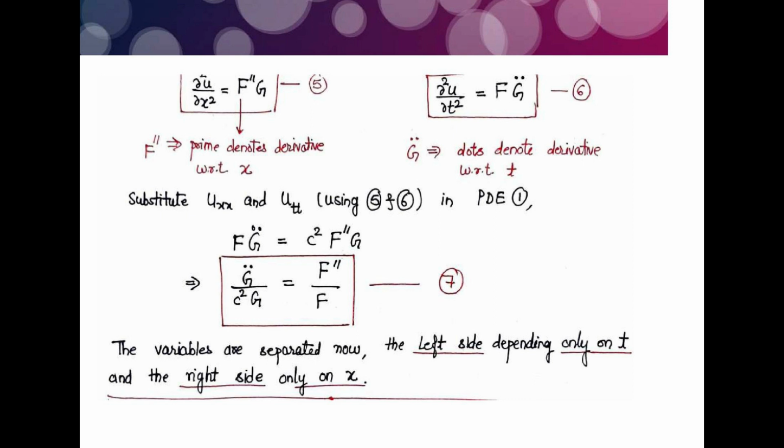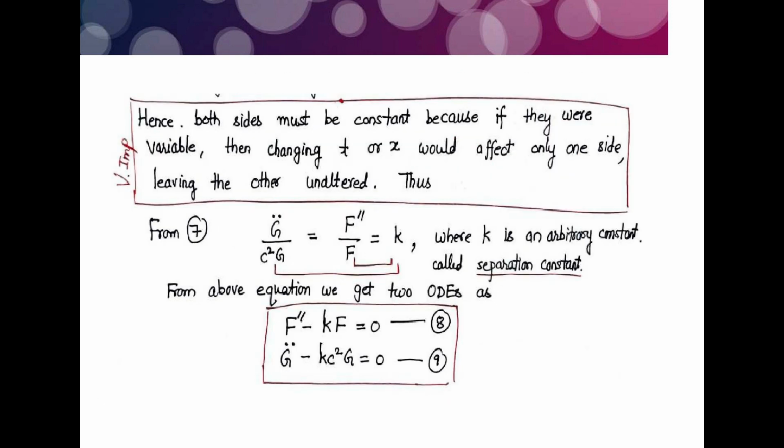Now the variables are separated, left hand side depending only on time and right hand side only on the variable x. Now if we see equation number 7, one is a function of t only and the other one is a function of only x, and the left side is equal to the right hand side for all values of x and t. Hence both sides must be constant, because if they were variable then changing t or x would affect only one side, leaving the other side unaltered. Thus from equation number 7 we can say that G double dot divided by c square G is equal to F double prime divided by F, which is equal to a constant.